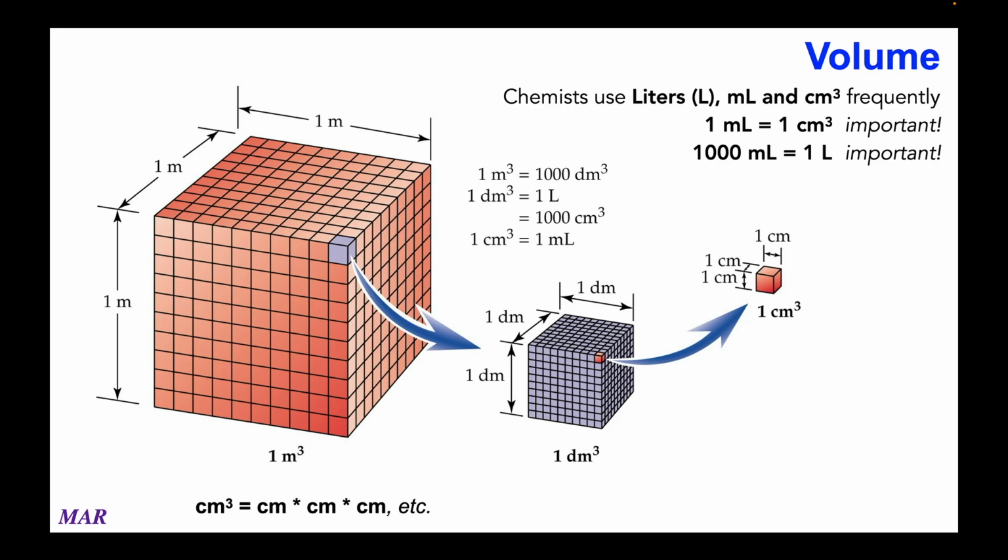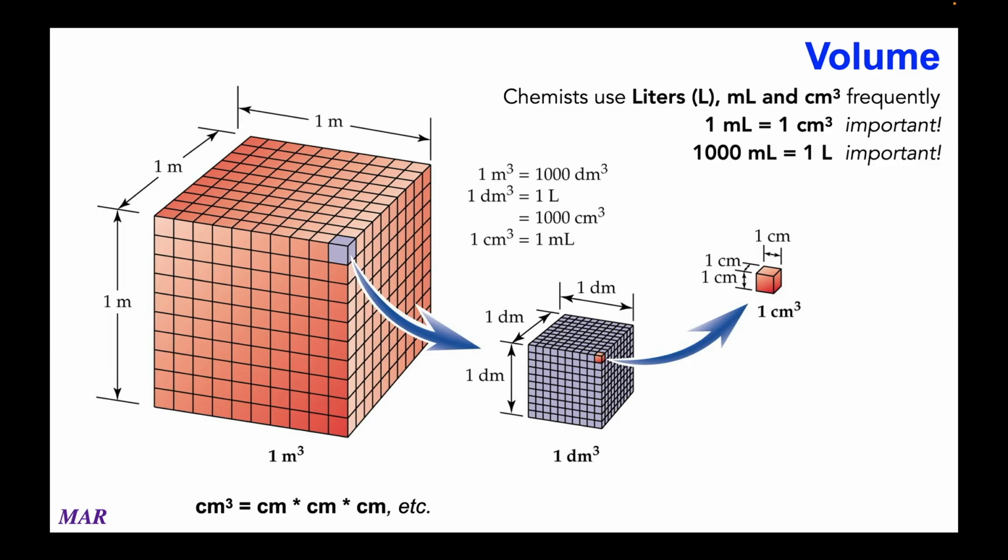Volume is another property that has to be measured sometimes. And volume is the space that a substance takes up in 3 dimensions, so length, width, and height, or x, y, and z axis. And what chemists usually use for volume are liters, which gets the symbol capital L. Don't use little l, use a capital L. Milliliters, which is little m, big L. And a centimeter cubed, which is centimeter to the 3rd power. And these are used a lot.